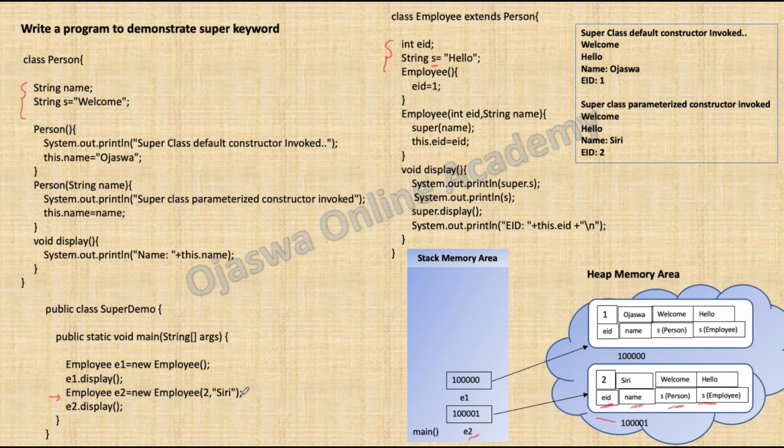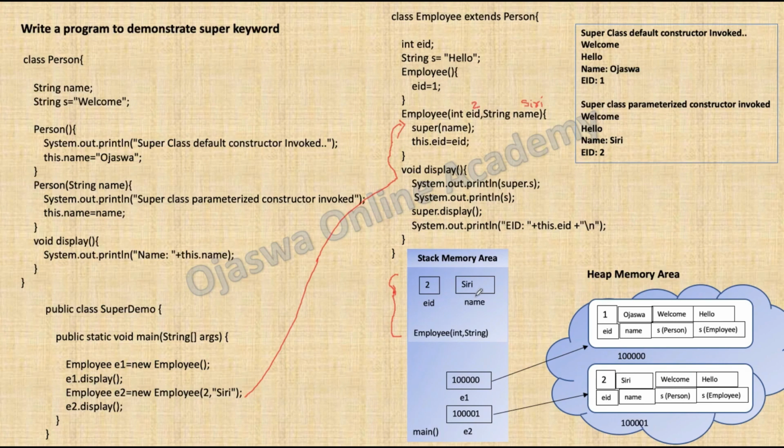An implicit call is given to the parameterized constructor of employee class. So from here control of the program will go to parameterized constructor and the value passed, that is 2 and Siri, is stored inside the parameters EID and name. So memory is allocated for the local variables belonging to the parameterized constructor on the stack memory area and values are stored in here.